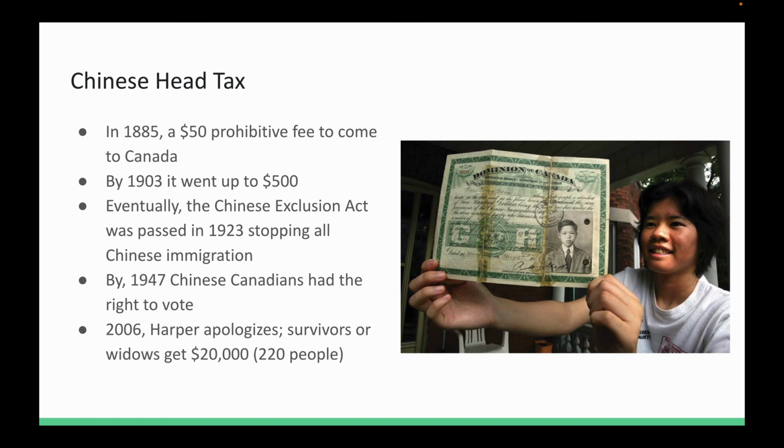Then, in 1923, Canada had the Chinese Exclusion Act, which stopped all Chinese immigrants from coming into the country. But by 1947, Chinese Canadians, obviously living here in Canada, started to get the right to vote, and this head tax had since disappeared. And then finally in 2006, then Prime Minister Stephen Harper apologized, and any survivors from this time period in Canada or their widows would get $20,000 in compensation. That worked out to about 220 people who qualified for that.